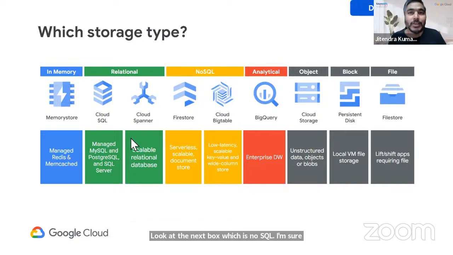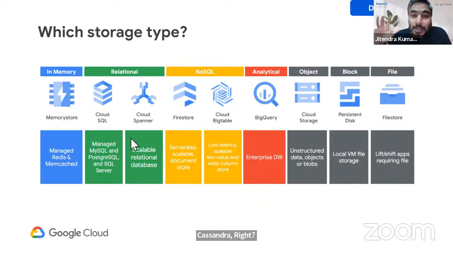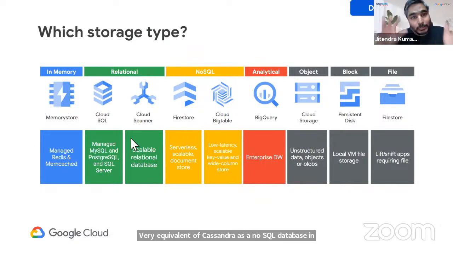I'm sure some of you have come from or have worked in the open source ecosystem. If you have come across a document database, one example like MongoDB, a very equivalent of MongoDB, a typical standard document database, which is a NoSQL database, Google provides is Firestore. Now, I'm not saying that this is MongoDB. This is a Google database.